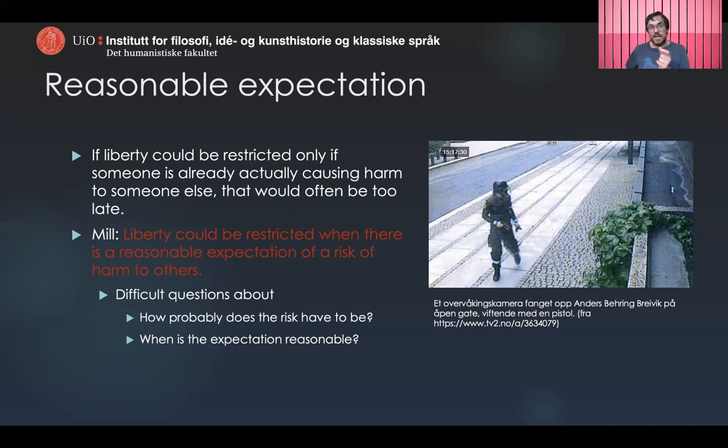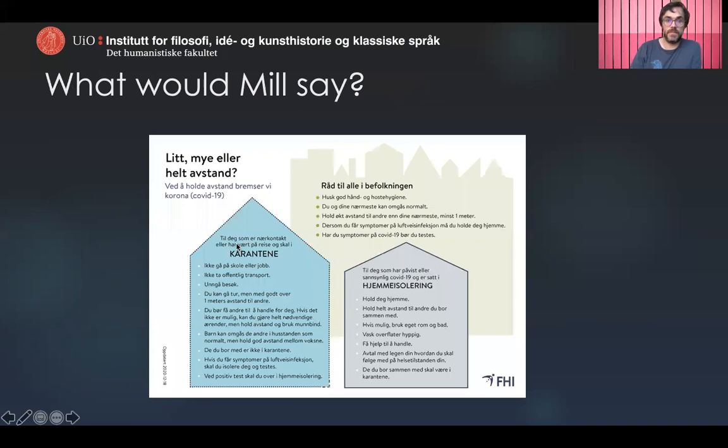So Mill thinks that the liberty can be restricted when there is a reasonable expectation of a risk of harm to others. So when we can reasonably expect that this action will cause harm to others, then the state is allowed to interfere. Now, there are going to be difficult questions of exactly how likely it has to be that there is risk. So when is an expectation reasonable? These are all interesting questions I want you to think about. But the idea then is the state is allowed to interfere when it's reasonable to expect that the action can cause harm to others.